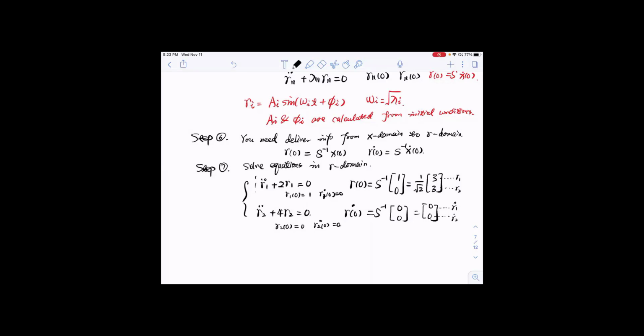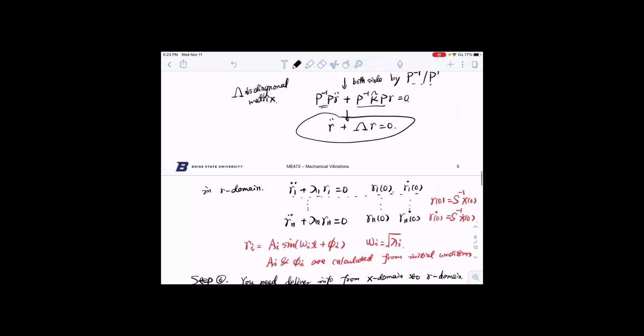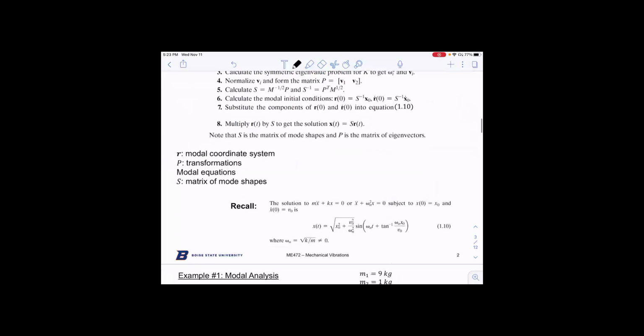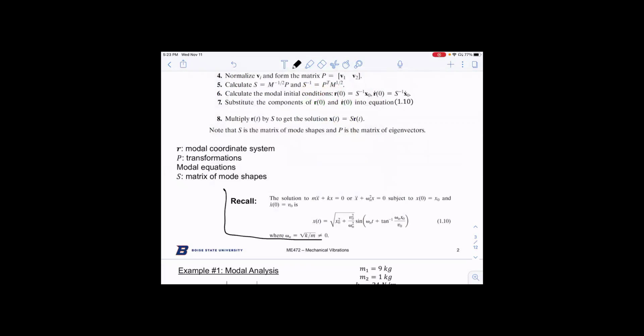So for each, in the R domain, the problem becomes a very simple free vibration problem. And then you just solve them individually. So then you have to go back to lecture number 3. That's why I highlighted it in here.